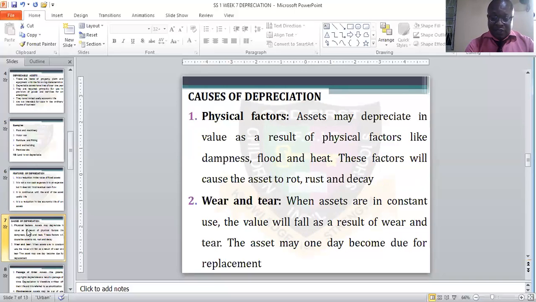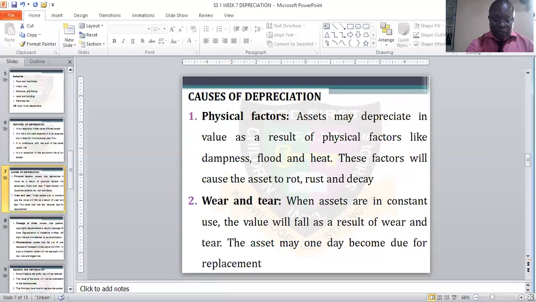Then wear and tear. When assets are in constant use, when you are using the asset often and often, the asset will continue to depreciate, the value of that asset will continue to fall. So that is wear and tear. The asset may one day become due for replacement. It will get to the extent that there will be need for the owner of that asset to replace it with another one.